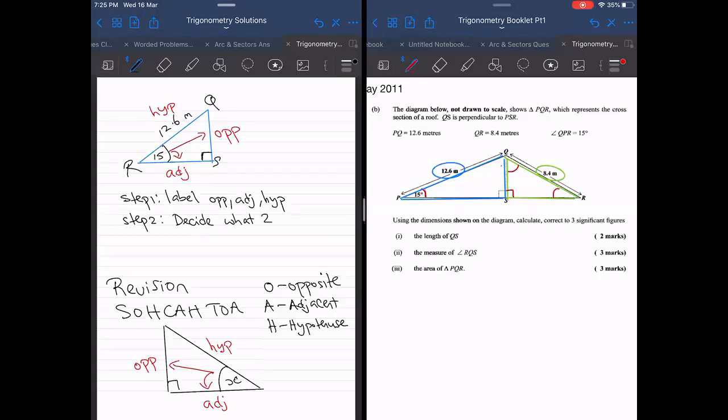Then step 2, you're going to decide what tool to use. Where I have, oh yeah, this should be P. Sorry about that. So the two sides to use, you're always going to use obviously the side that you know, and then they ask us to find QS.